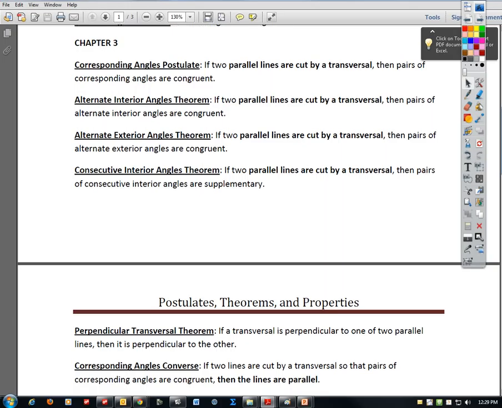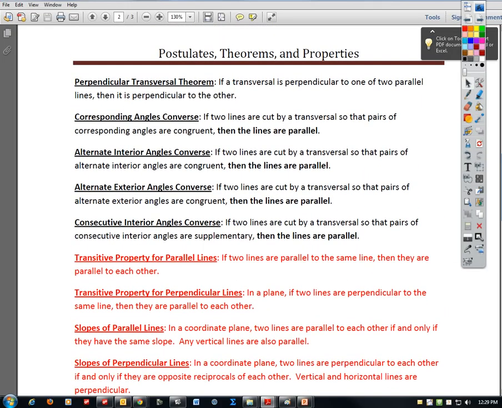But notice that if you go down to the next page, the ones that we get from 3-4 are different. Look at the consecutive interior angles converse. If two lines are cut by a transversal so that pairs of consecutive interior angles are supplementary, then the lines are parallel. That's not the consecutive interior angles theorem. It's the consecutive interior angles converse. That's an important word. You have to include that in the reason because it's the backwards version of that relationship.